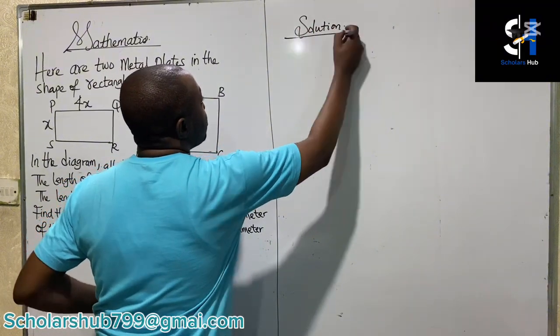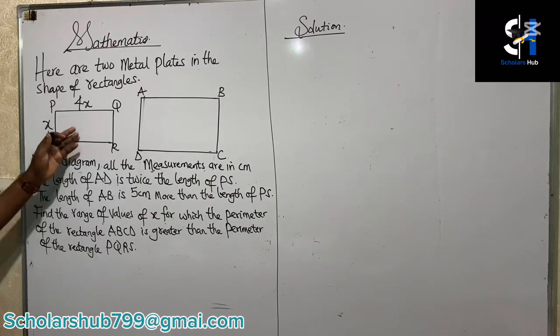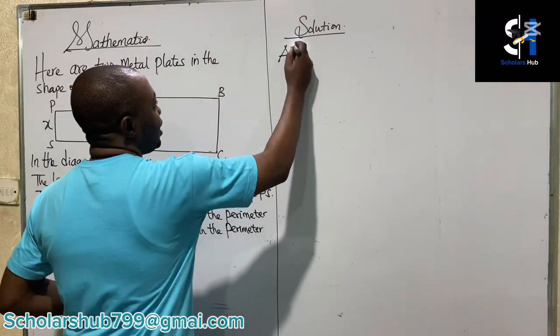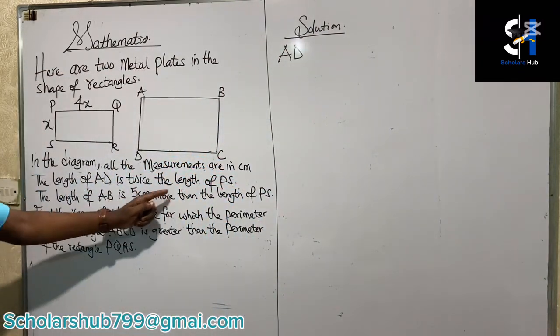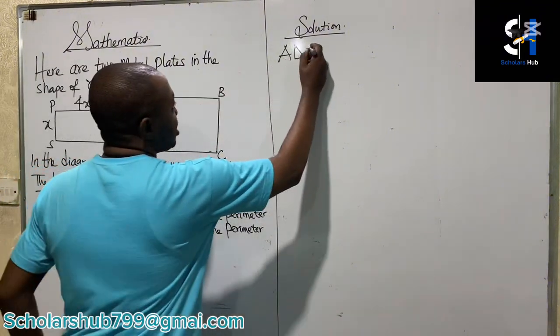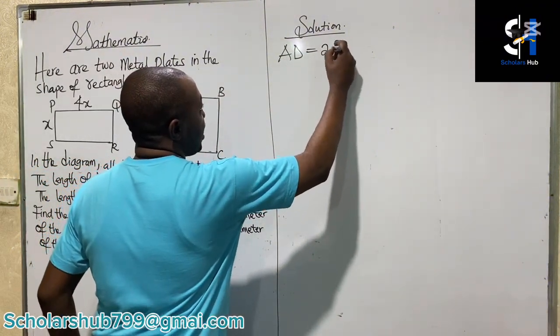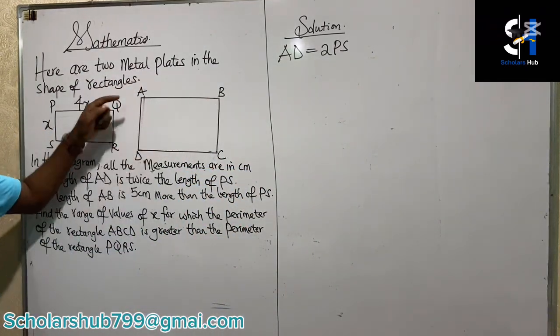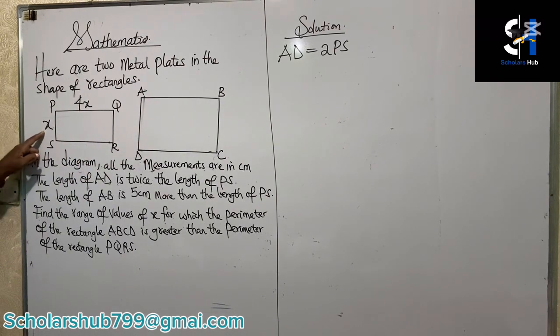So we have these two shapes, two rectangles, and they are two metal plates. The metal plate has the shape of a rectangle. Now let's look at what we have in the question. We are given that the length of AD is twice the length of PS. That is, AD is 2 times PS.